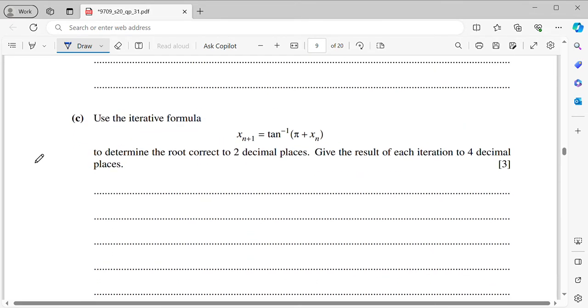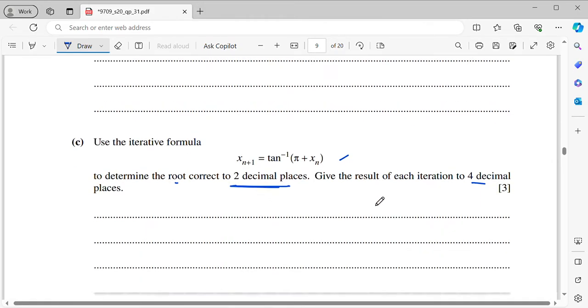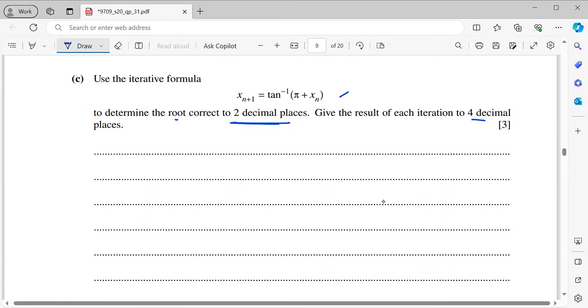Now C, use the iterative formula to determine the root correct to 2 decimal places. Give the answer of each iteration to 4 decimal places. So now, because we know that the x lies between 1 and 1.4, I will get the midpoint of this. You can let x0 be 1 or 1.4, any numbers. So I will just take the midpoint. So it means that x(n+1) equals inverse tangent of pi plus xn. So I will let x0 be 1.2, which is a midpoint. So x1 will be inverse tangent of pi plus 1.2.